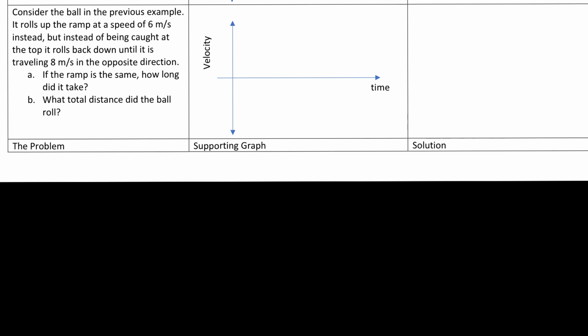If 6 meters per second is in the positive direction, what can we say about the 8 meters per second? It's going to have to be negative. So I think I'm probably looking at something that looks more like that. Part of its motion is in the positive direction. Part of its motion is in the negative direction.